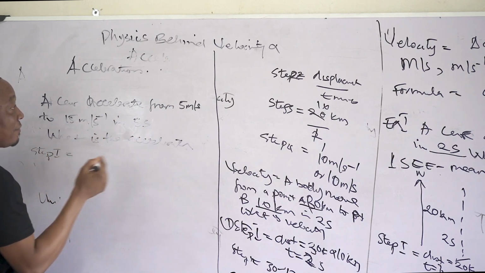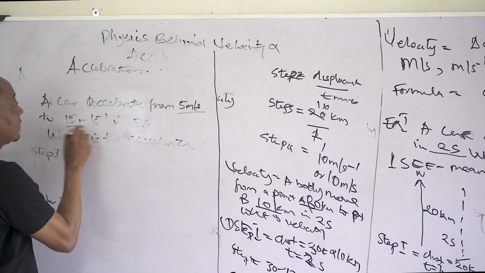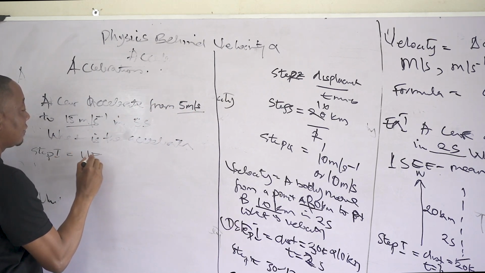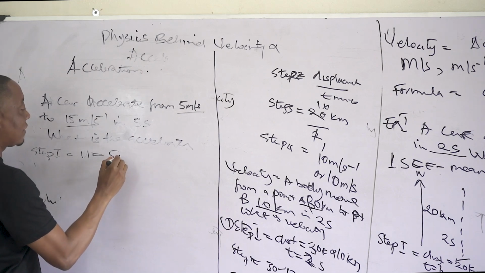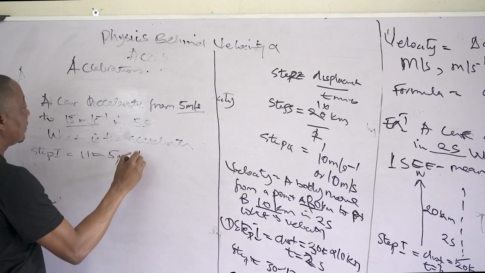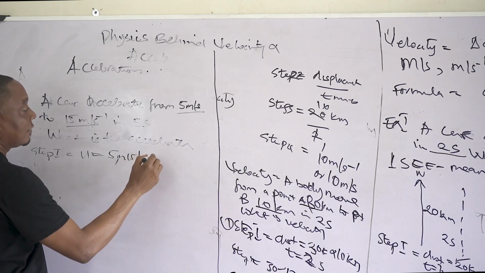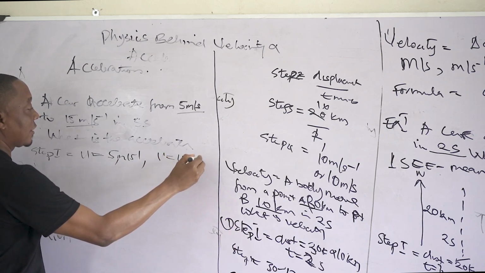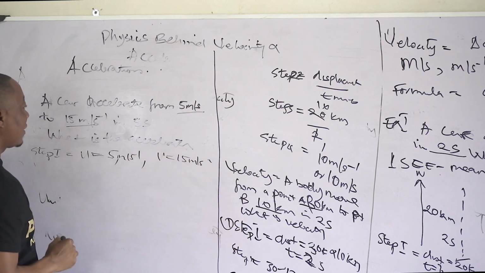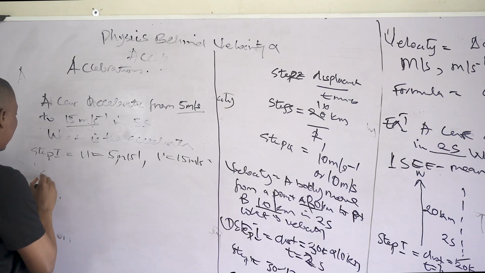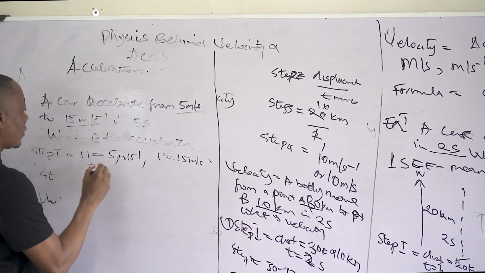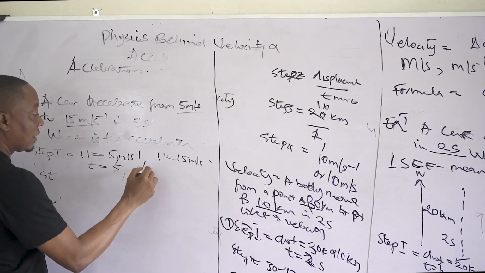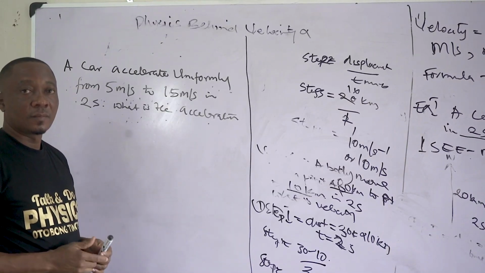You need to bring out the parameters. These are the parameters: u is 5 meters per second, and v is 15 meters per second. That is u and v. And time t, that is step 1. Step 2, t is what? t is 5. And the acceleration is unknown.